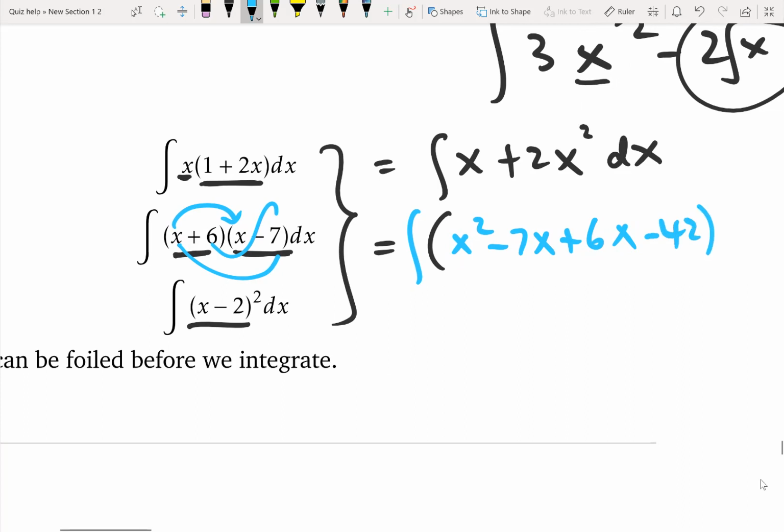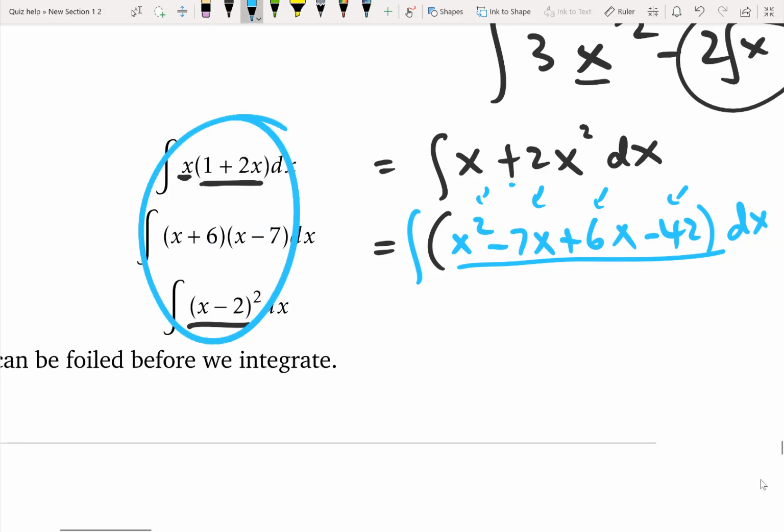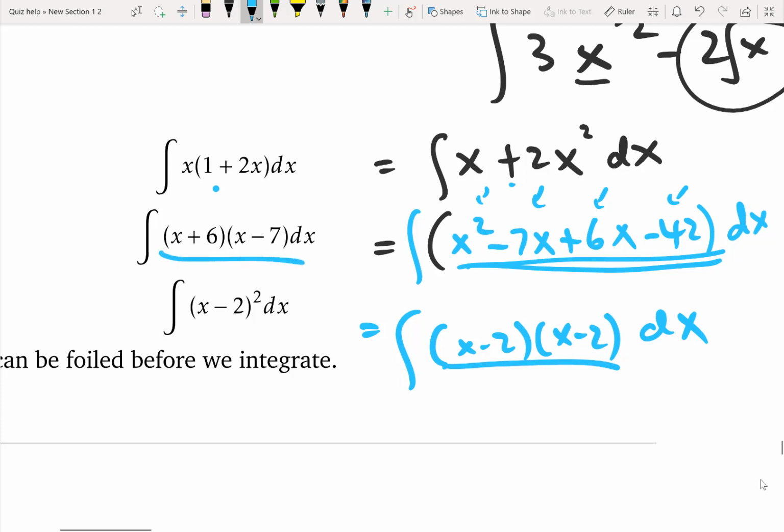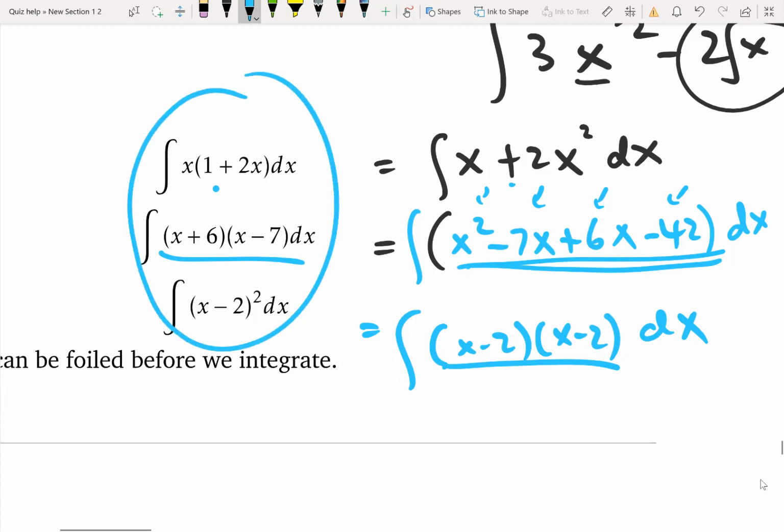Once you have foiled it, you get something that you can integrate, right? You can integrate each term separately. You know how to do that because we have addition and subtraction. We cannot do that right away without foiling because we have multiplication of two functions. How about question 3 here? We can foil it also. It's x minus 2 times x minus 2, which is x minus 2 square. You can foil this in a similar manner and then integrate the function that you get. So that's another algebra trick: foil, if you have something like this.